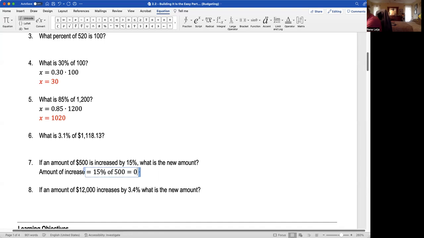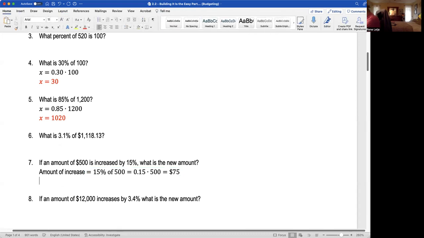So that's going to be 0.15. Of means to multiply. Of means to multiply 500. Okay. And so 0.15 times 500 is going to be 75. And we're looking at $75. Okay. So that's the amount of increase.